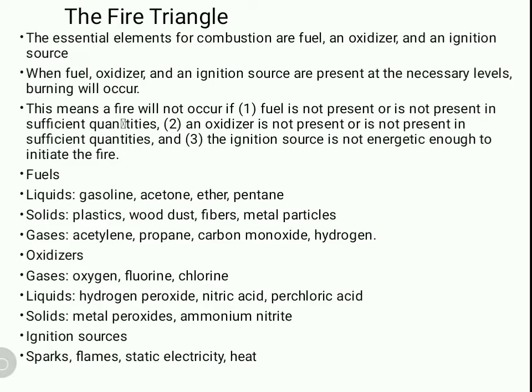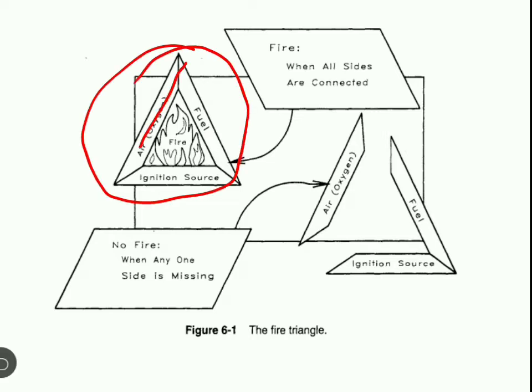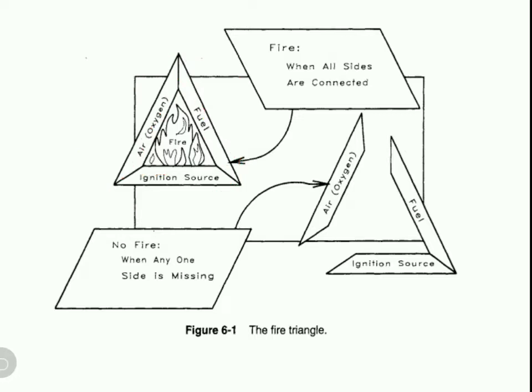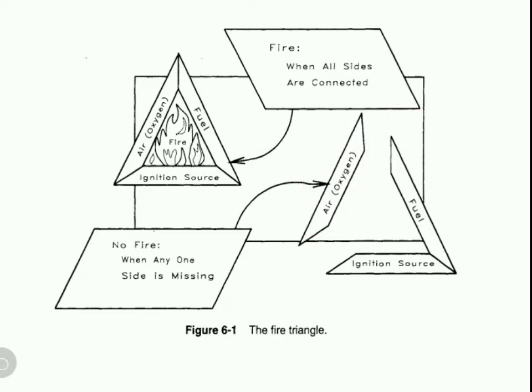By going through the diagram, we can see that if the three sides are in contact with each other, a fire may occur. The three sides are oxygen, fuel, and ignition source. If the three sides are in contact with each other, a fire may occur. If one of the sides is not attached, no fire will occur. That is the significance of the fire triangle. All safety engineers should know these things. So that is the fire triangle.